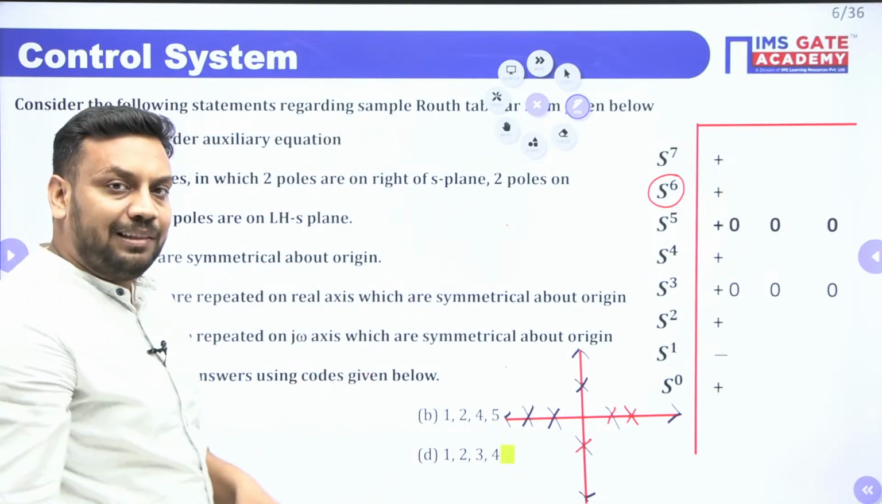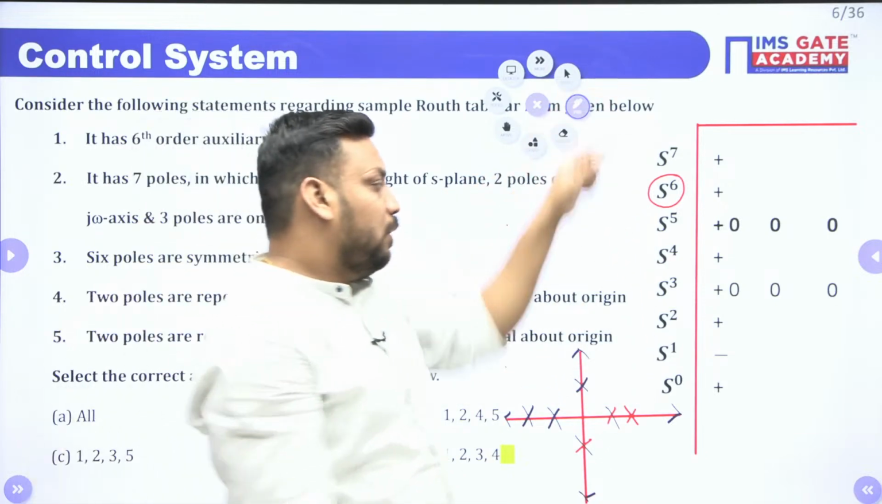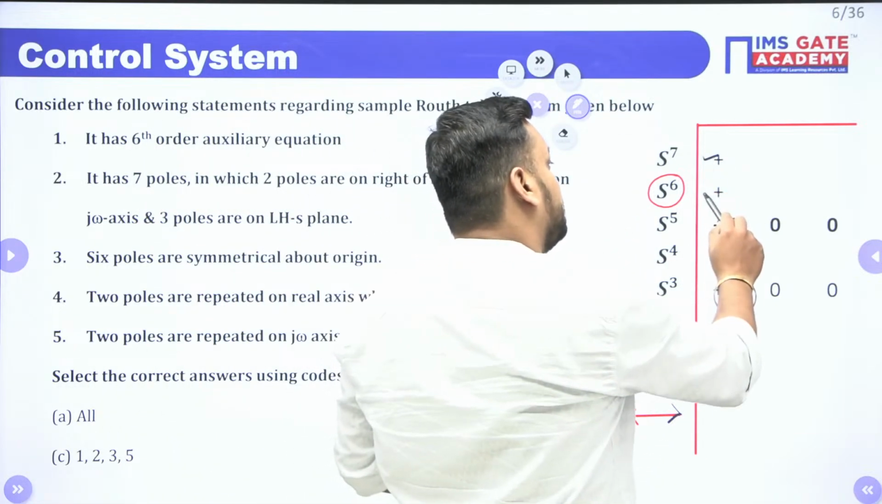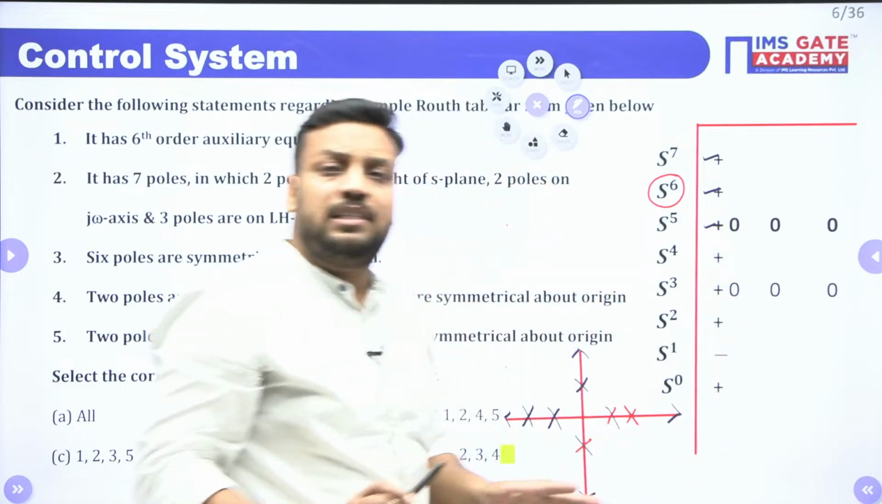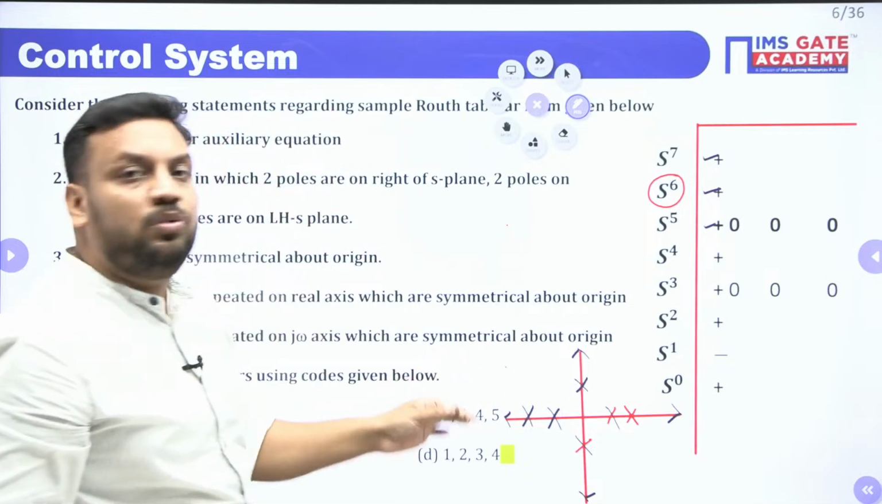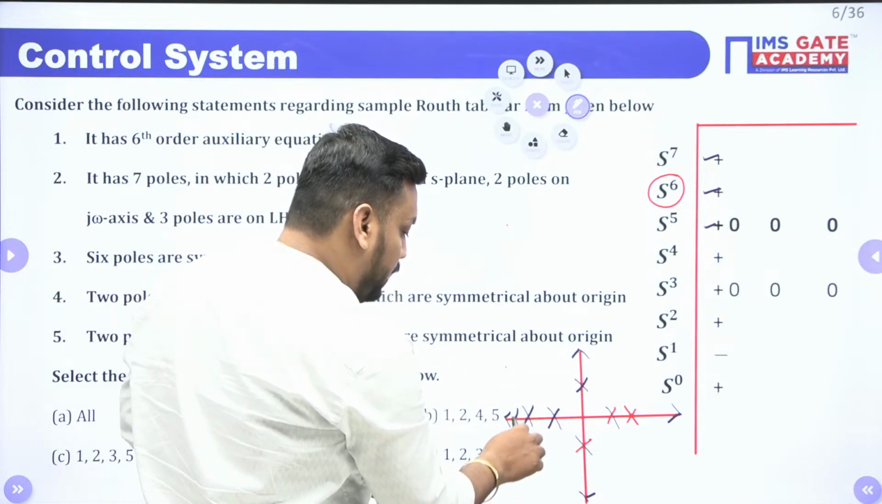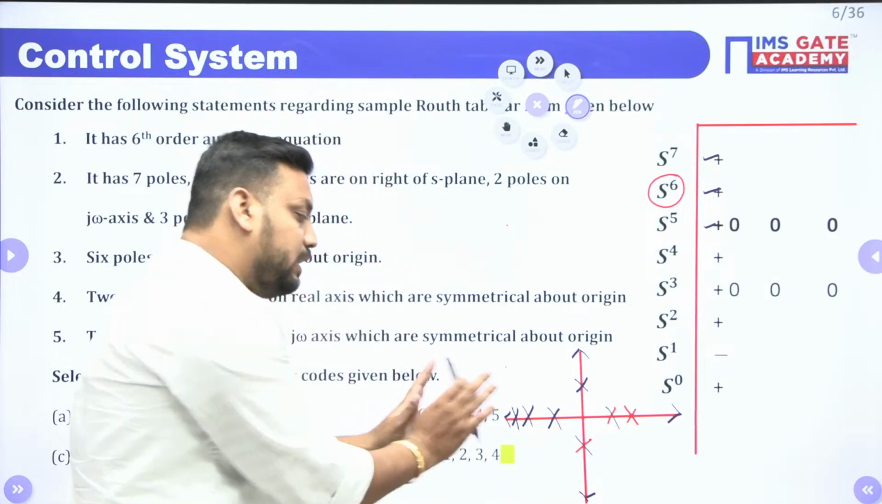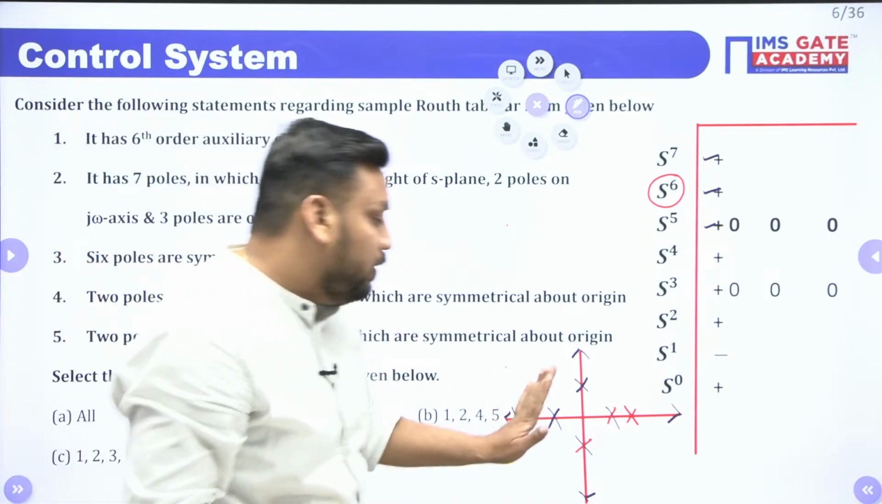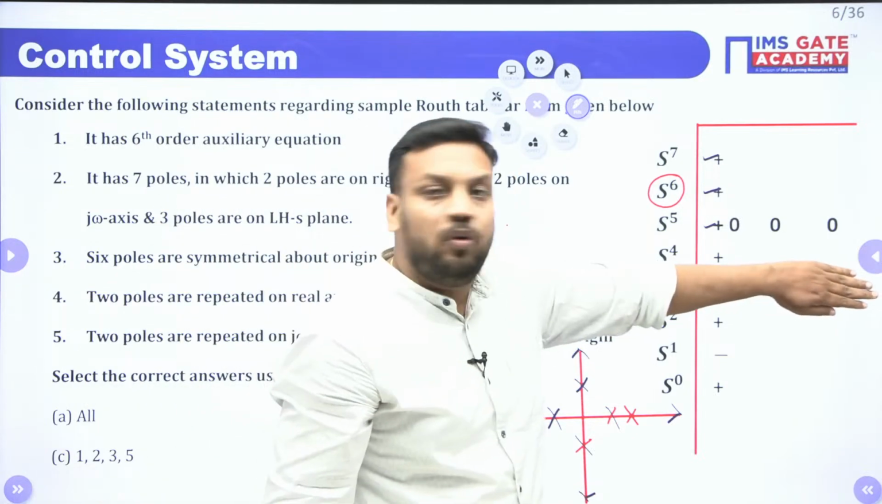Now you have to check the next step, the number of sign changes above the auxiliary equation. The number of sign changes above the auxiliary equation here is plus, plus, plus, no sign change. No sign change means no further roots lie in the RHS. It means the remaining roots lie in the LHS only. Total 6 we have already covered, and the remaining roots are also in the LHS. So this will be the S-plane diagram if only 1 row of zeros is present.